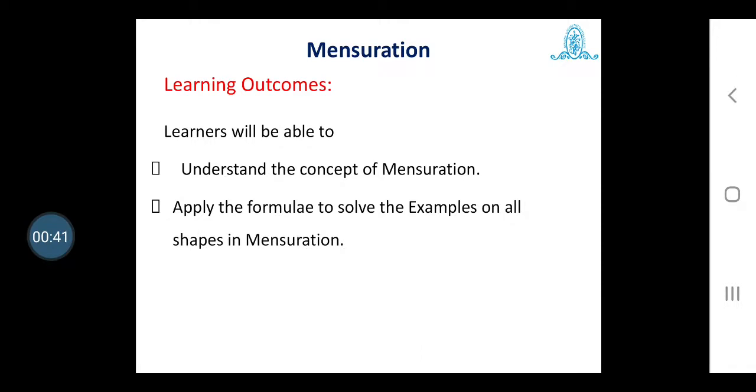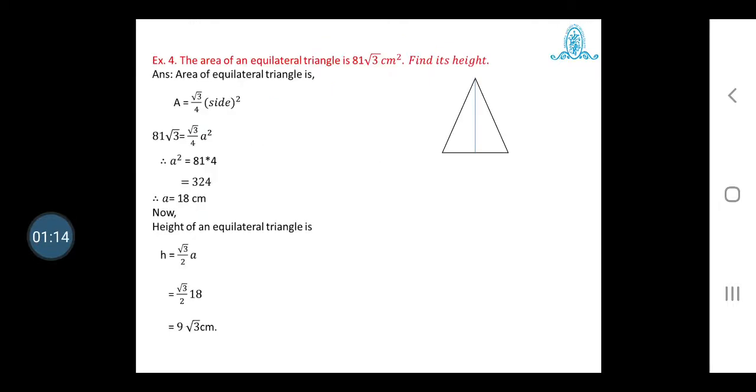Learning outcome of the given session are: learners will be able to understand the concept of mensuration and apply all these formulae of two-dimension figures to solve the examples on all shapes in mensuration. In two-dimension figure, we will discuss about area and perimeter of some figures like triangle, rectangle, circle, etc. So, we will continue with some examples.